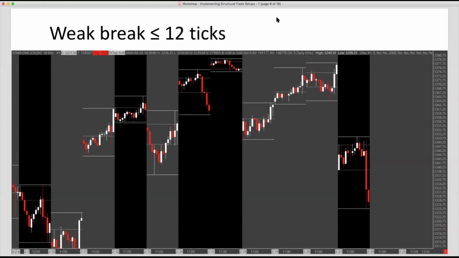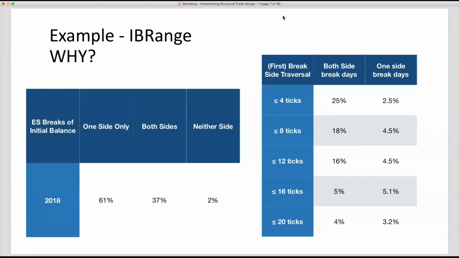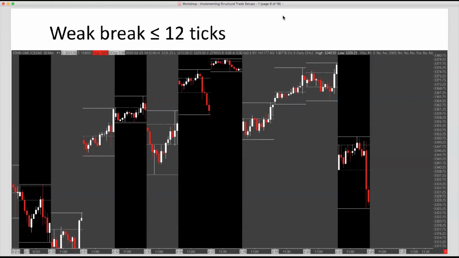So you could naively say, all right, I'm always going to, when the initial balance is broken by 4 ticks, trade the other way. You're going to get run over. You're going to get run over if you do it at 8 ticks or 12 ticks. And why are you going to get run over? Because ES breaks one side 50% more times than it breaks both sides. So you can't just make this decision based on price. You've got to be able to qualify the nature of what's going on.